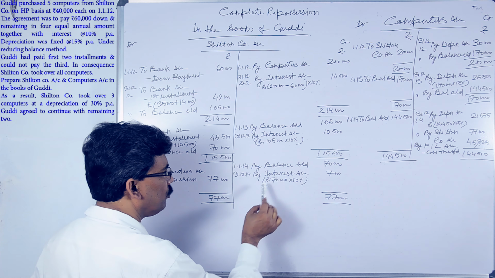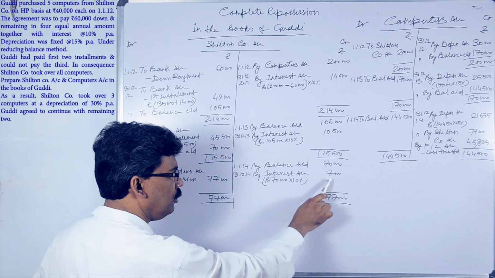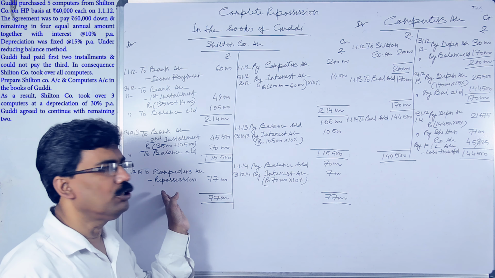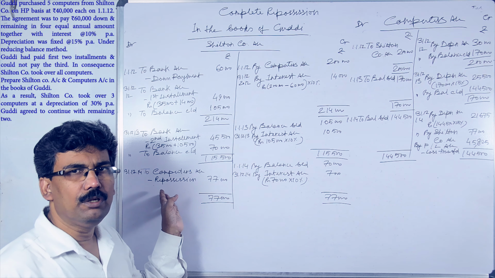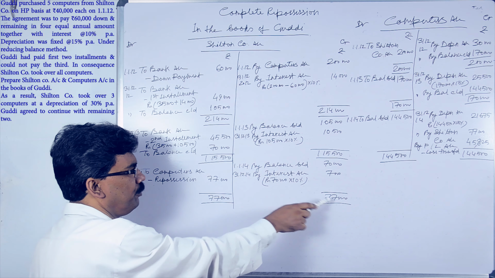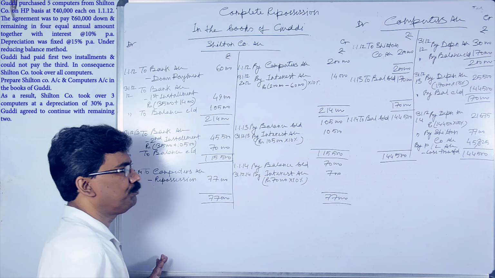On that 70,000 we calculated interest at 10%, we got 7,000, and at the end of the third year all the assets are repossessed because Goodby could not pay the third installment. That is why total 77,000 is to be transferred to computer's account. This is the repossession entry.